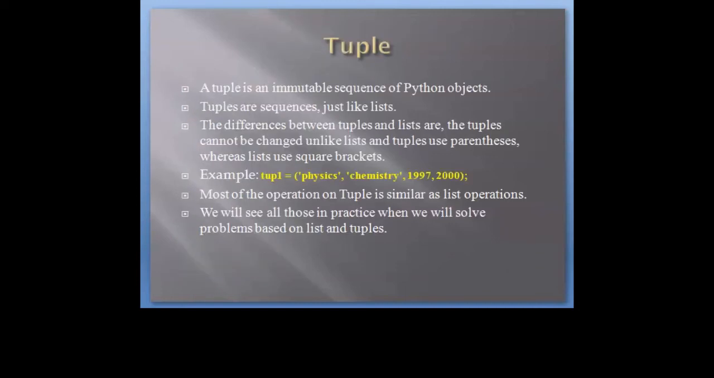Okay, moving on to the next, that is tuple. A tuple is an immutable sequence in Python. Immutable means we can't edit a tuple. List and tuple are mostly the same, with one or two differences there.